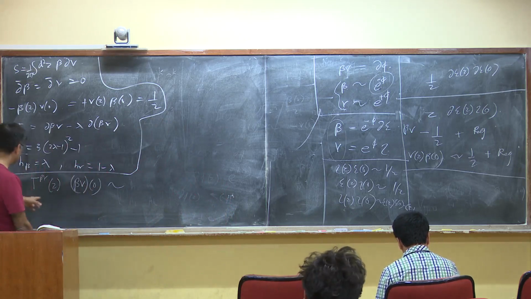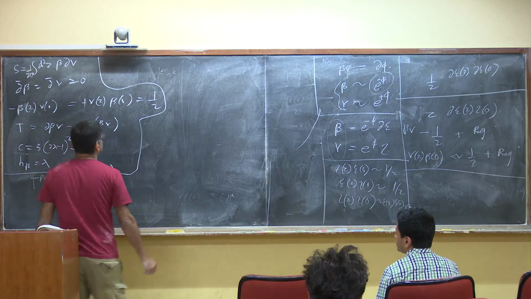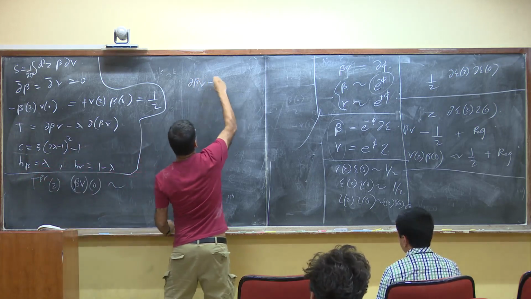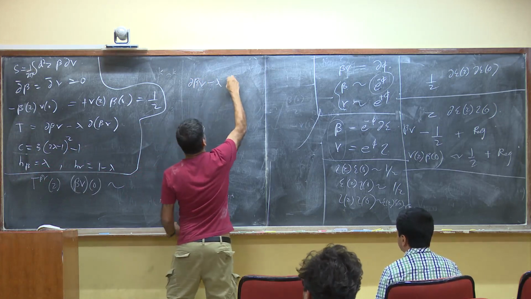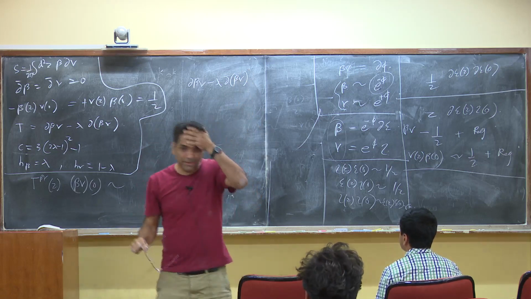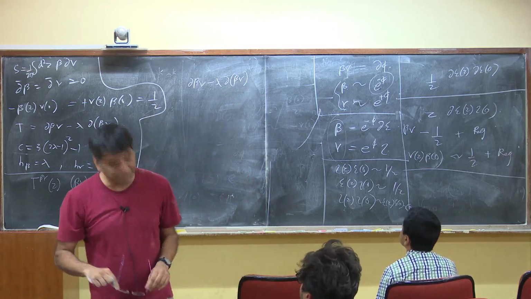Okay, so let's compute it. So T of beta gamma we have written here. So that's del beta gamma minus lambda. You are saying this part of the stress tensor is only the phi part. Exactly. So there are two decoupled conformal field theories. So it just sees the stress tensor of the phi part, exactly.